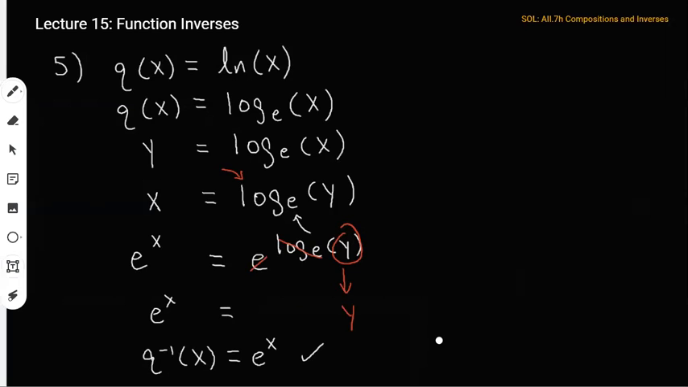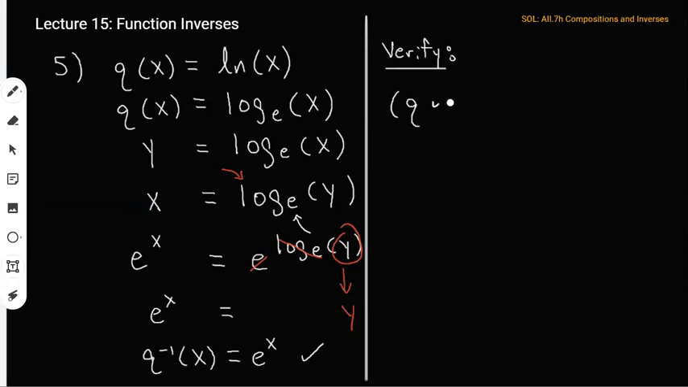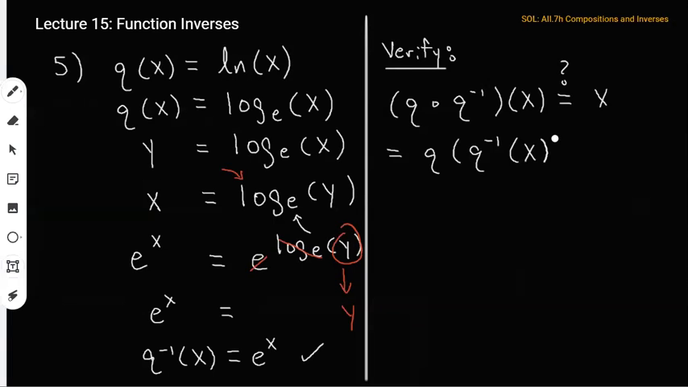Okay, so let's verify that these two functions are inverses of each other. I'm going to do that on the right side. We're going to verify by composition. So I'm going to take q and compose it with q inverse. And once I evaluate at x, I should get x back. But I'm going to put a question mark because we don't know yet. Okay, so I'm going to expand this out a little bit like this.